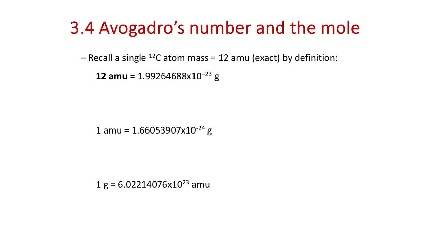So this slide here is just working through the math on the previous slide. So just again showing that 12 AMU corresponded to the mass of that one carbon atom. So then we just divide both sides by 12. That's how we get this AMU to gram conversion. And then if we call this x, if we divide both sides by x, then we get the gram to AMU conversion.